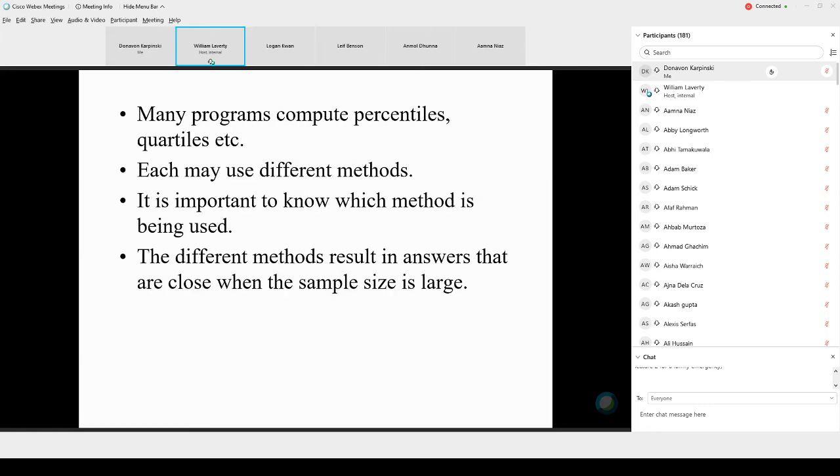So many programs compute these. Excel computes percentiles, quartiles. Should point out that each program uses a different method. The methods differ, come up with different answers, but for large sample sizes, the different methods come up with roughly the same answer.